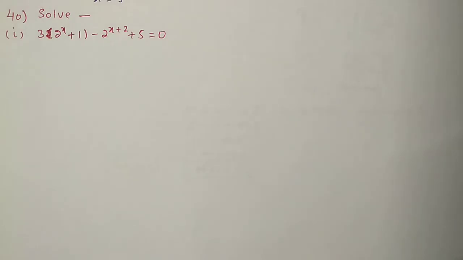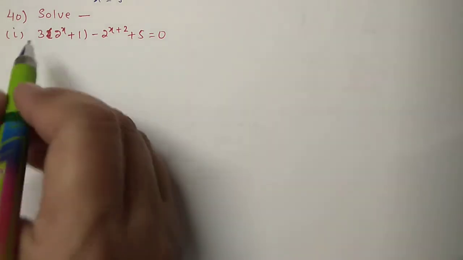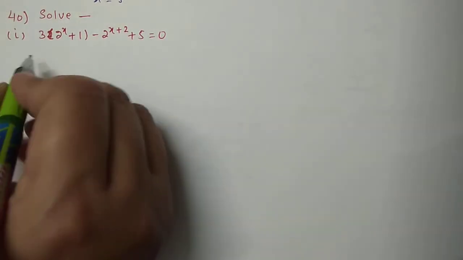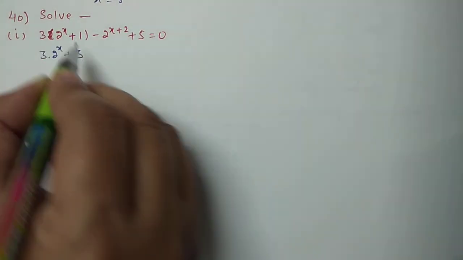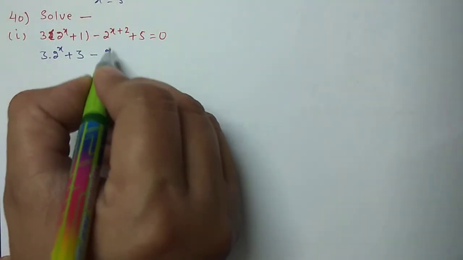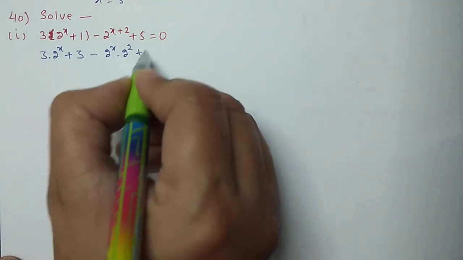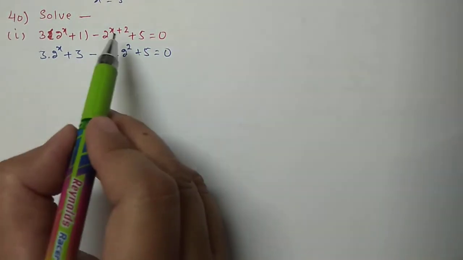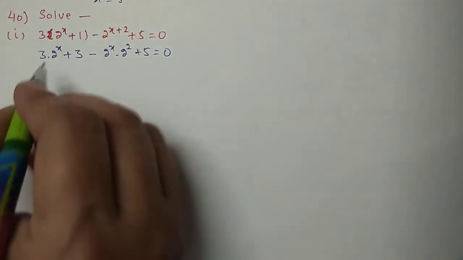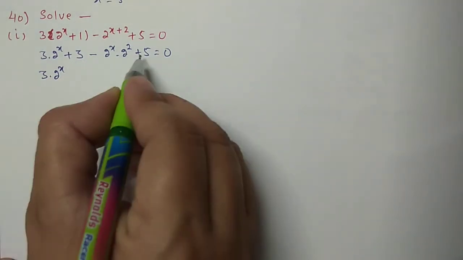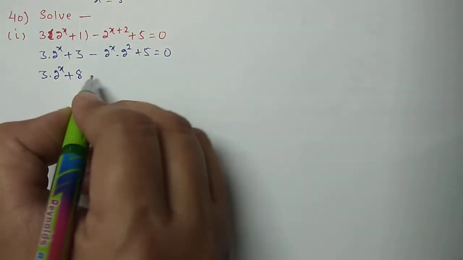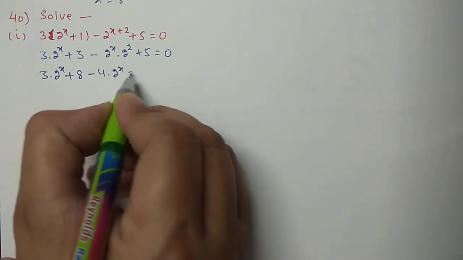Next, question number 40, first part. 3 into 2 to the power x plus 1 minus 2 to the power x plus 2 plus 5 equal to 0. So first we will multiply, it will become 3 into 2 to the power x plus 3. Then this we can write as 2 to the power x into 2 to the power 2 plus 5 equal to 0. Addition means these are in multiplication. So 3 into 2 to the power x, 3 plus 5 will become 8, and 2 to the power 2 means 4 into 2 to the power x equal to 0.